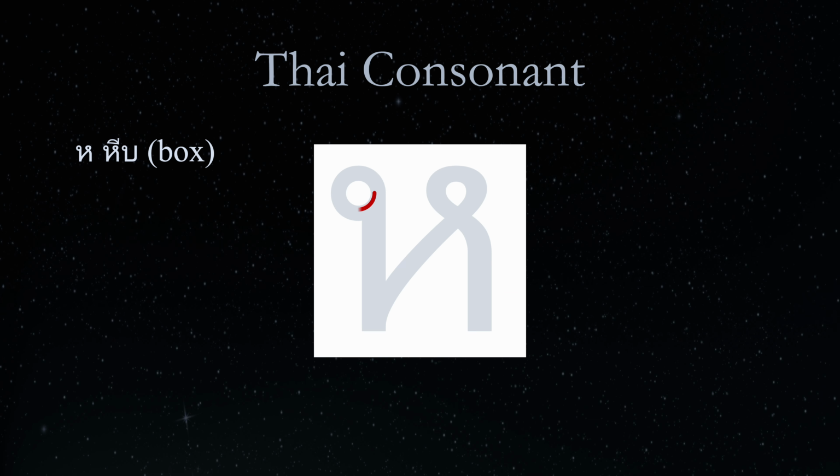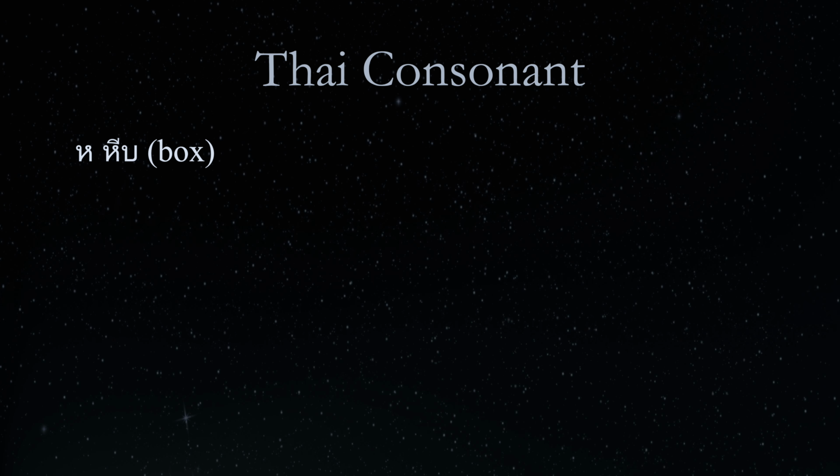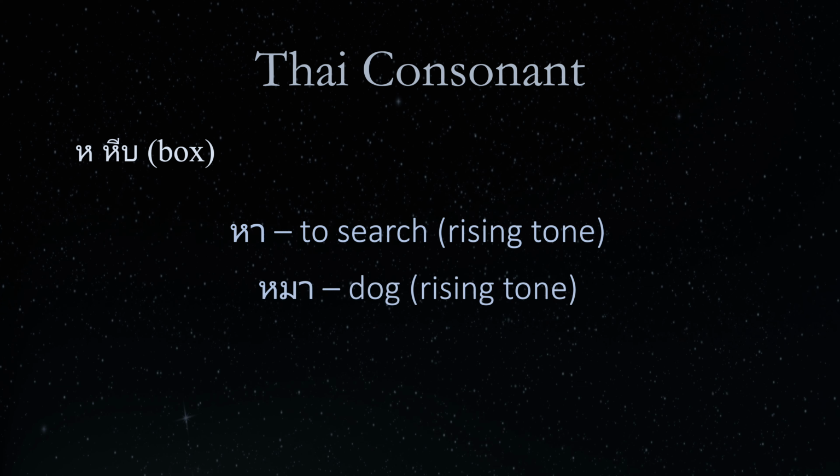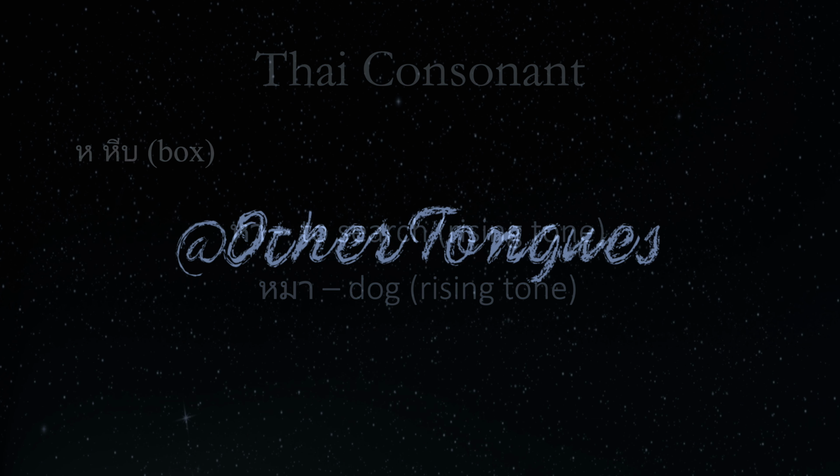H is written like this and looks like these letters of the Thai alphabet. Examples of words containing H are Ha in the rising tone, meaning to search, and Ma in the rising tone, meaning dog.